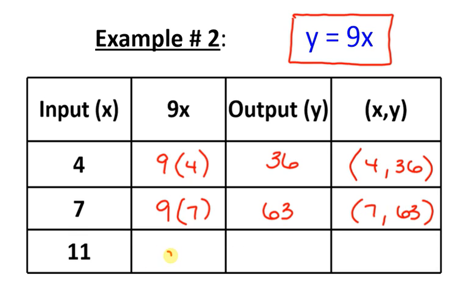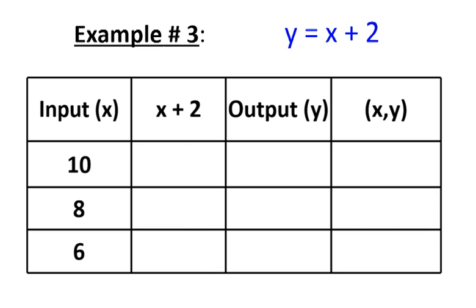Next we have 9 times, and this time our x is 11. 9 times 11 is 99. So our x is 11 and our y is 99. And that's it. In a little while, we're going to take this one step further and put it on a graph, but not just yet. Let's get used to the table first.